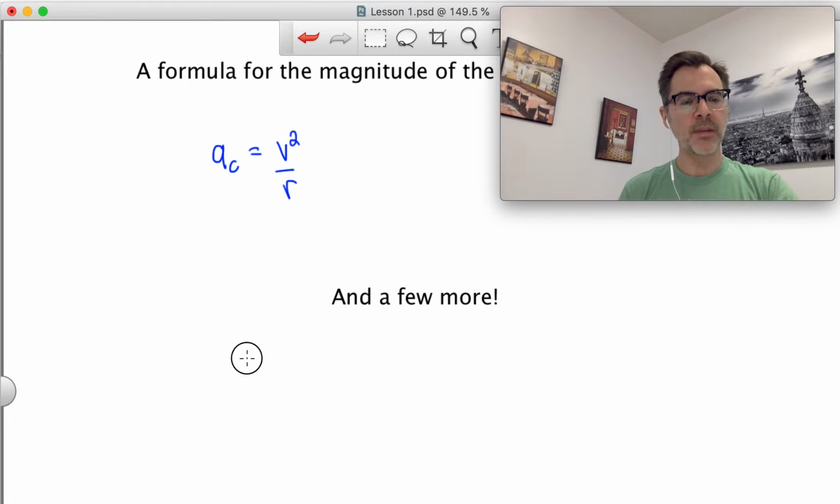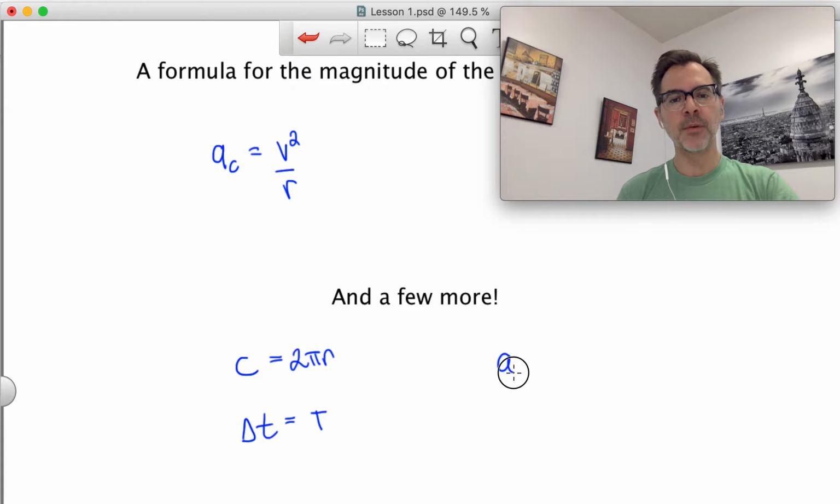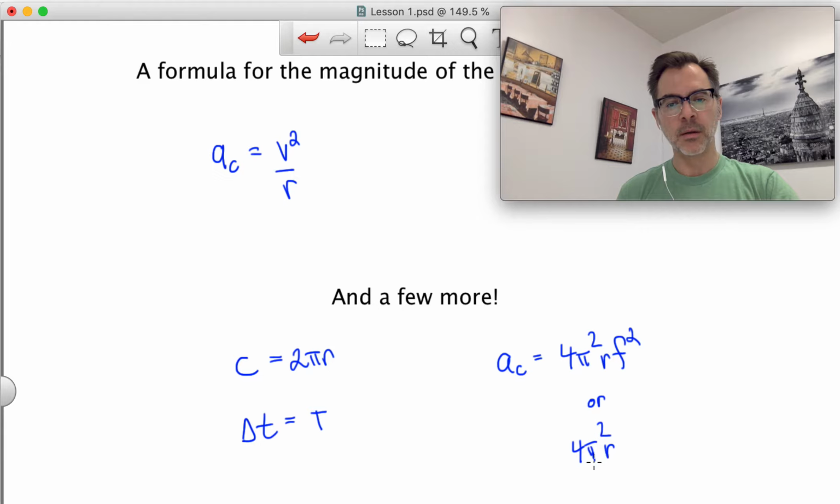If we use the idea that the circumference of a circle is 2 pi r, and that the time needed to go in a circle that is repeating is also known as the period T, we can come up with a few other formulas. 4 pi squared r f squared, or 4 pi squared r over T squared are additional formulas that can be used.